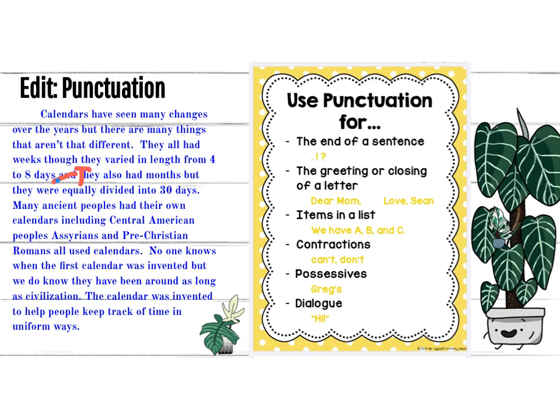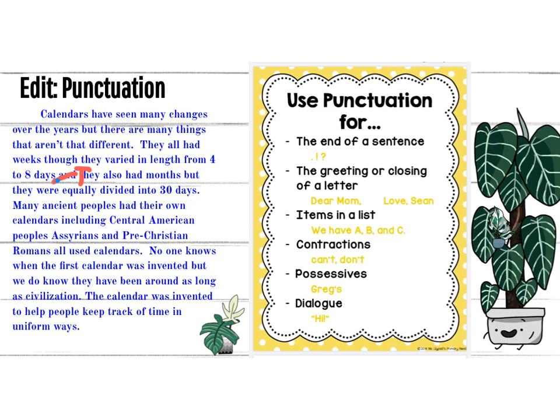So the other type of punctuation that you may not be super familiar with is putting commas in a list. So when we have A, B, and C, we have to separate each of those by commas. So here's an example of a sentence that has a list. Many ancient peoples had their own calendars, including Central American peoples, Assyrians, and pre-Christian Romans all used calendars.